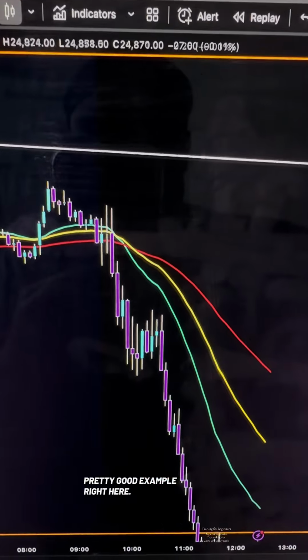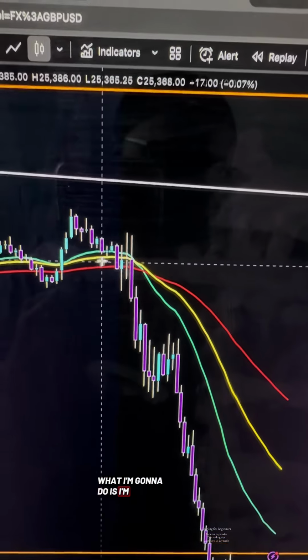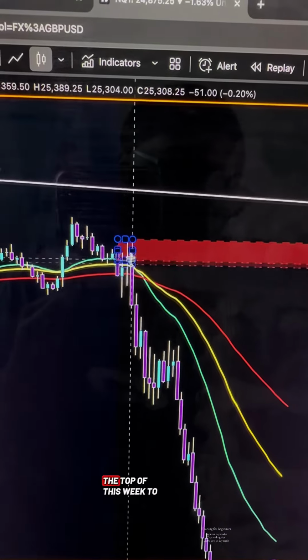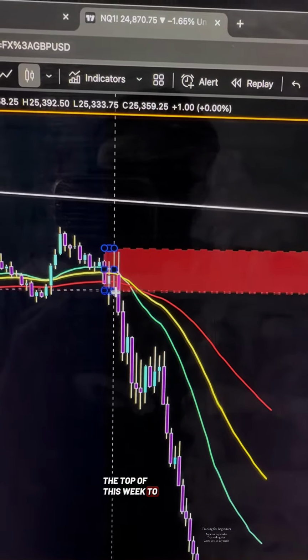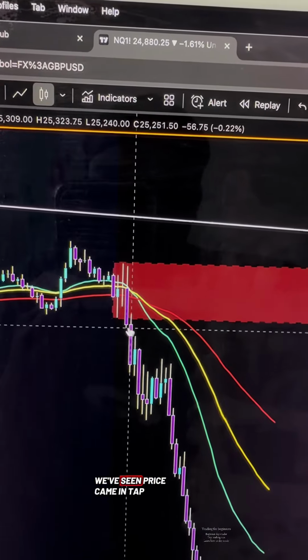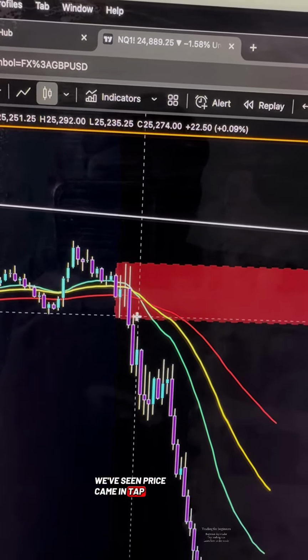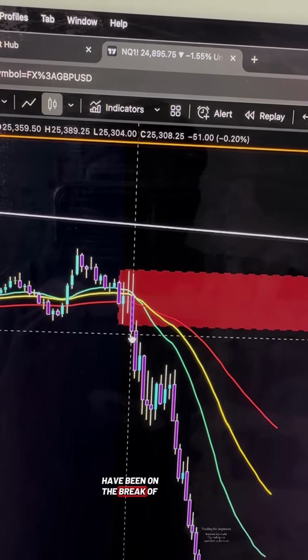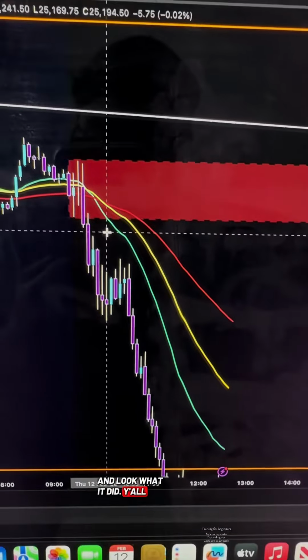Pretty good example right here. What I'm going to do is I'm going to take my rectangle. I'm going to box it up from the top of this wick to the bottom of this wick. All right. Now that we see that, we've seen price came in, tapped into the zone, showed some rejection. Our entry would have been on the break of this candle, and look what it did, y'all.